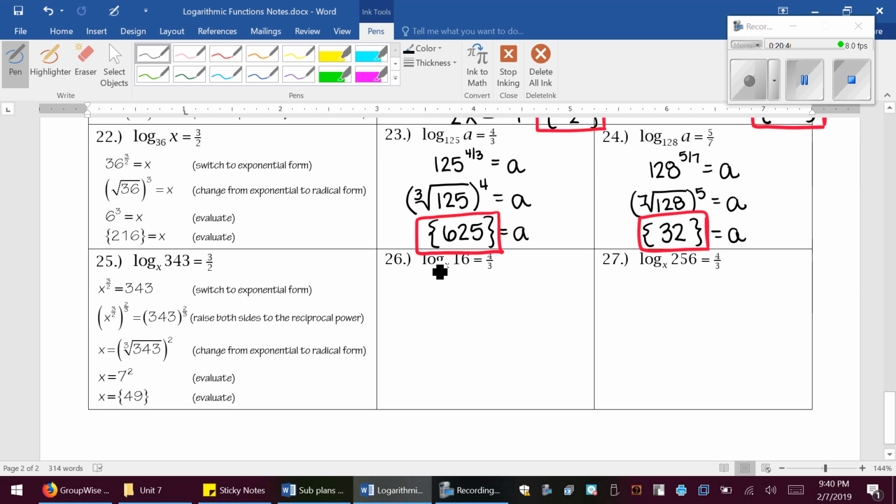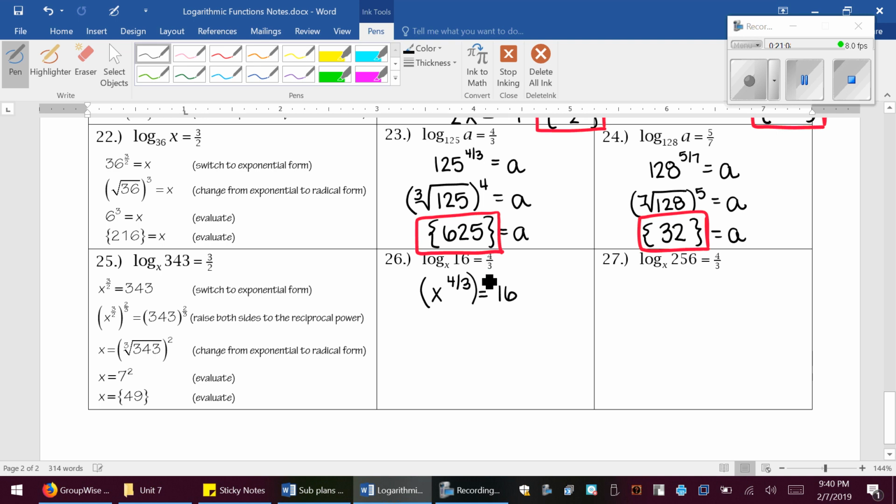Last section. Log base x of 16 is equal to 4/3. Change it to exponential form. X to the 4/3 power is equal to 16. Now this one's different from the one up above. The base up above was a number, so we could evaluate. This base is a variable. I can't evaluate it. I have to get rid of the 4/3 power instead to get x by itself.